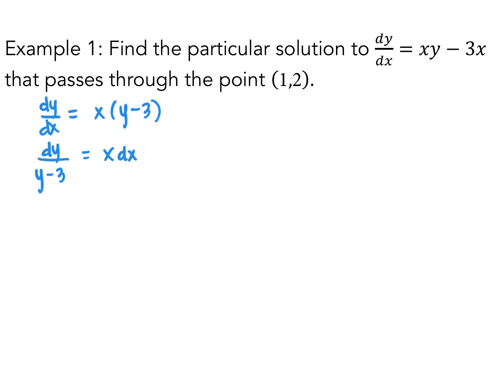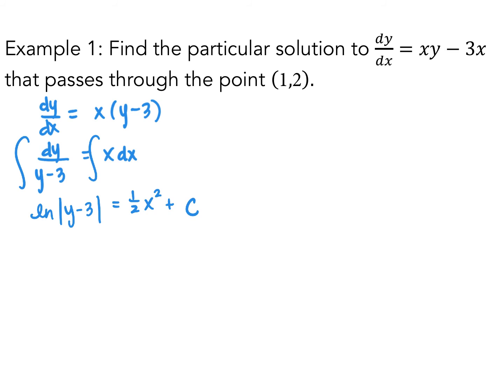And then we're going to move to the integration part. So the integration is going to be the natural log of the, here's where your absolute value comes in, y minus 3. And then on the other side, 1/2 x squared plus the constant c. So now you just have earned 2 points.